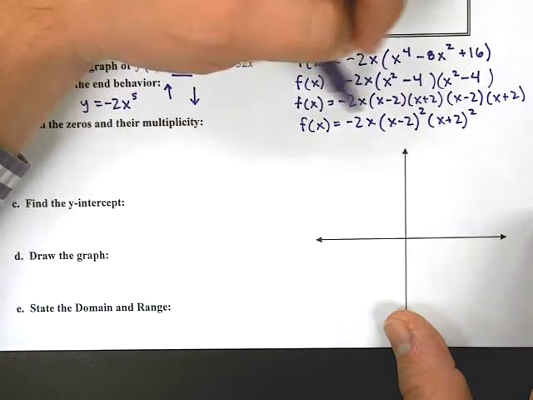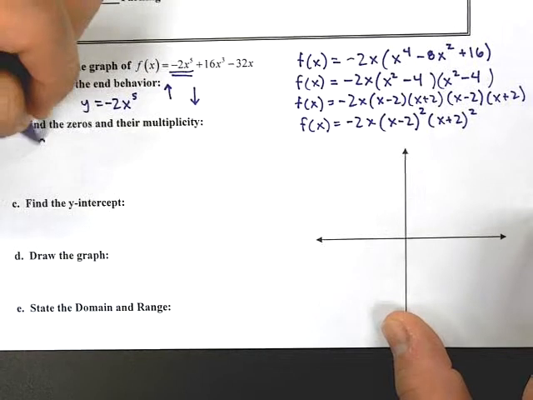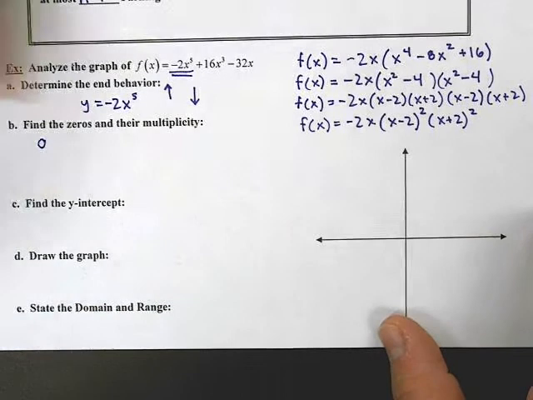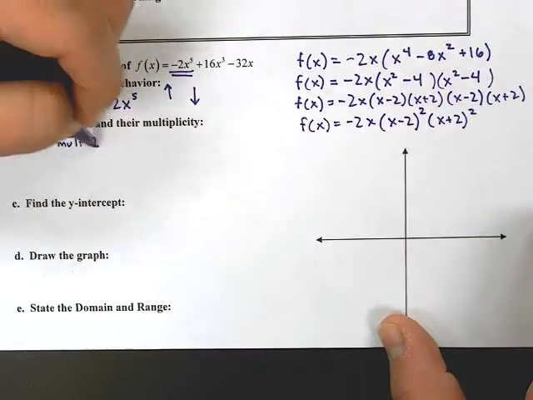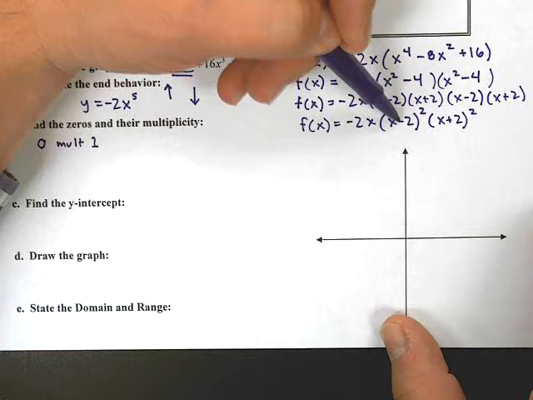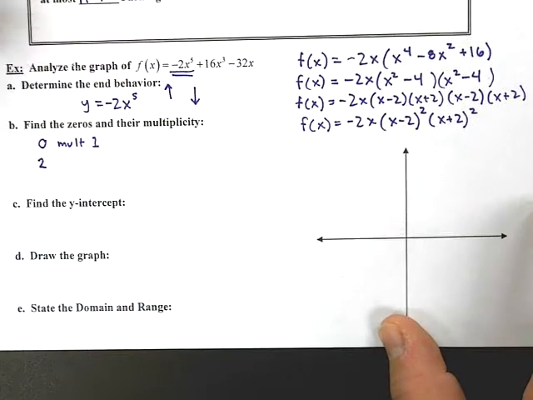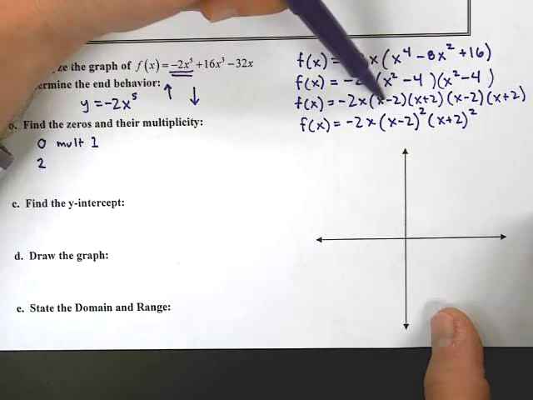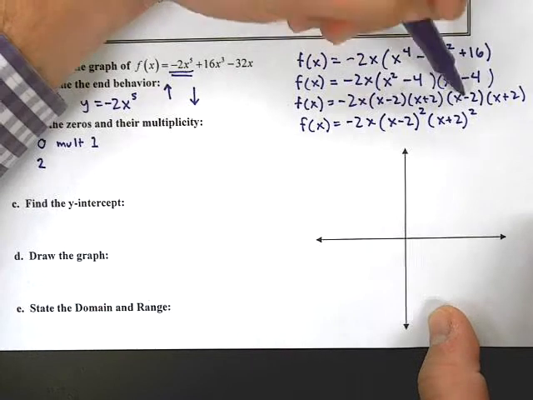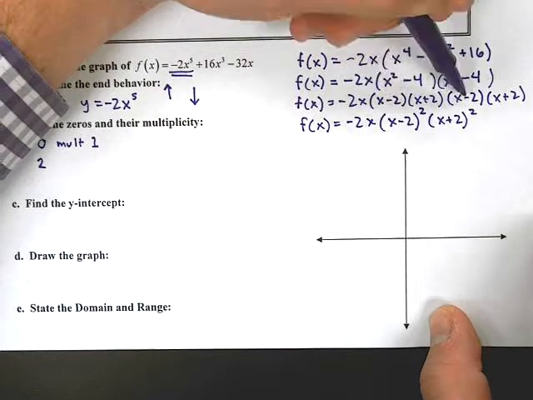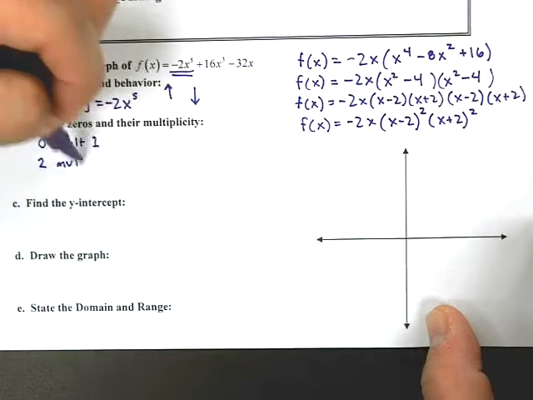So if I set this piece, the negative 2x, equal to zero, I would get a zero of zero. And how many of them are there? Just one. So multiplicity one. When I look at my next piece, x minus 2, that leads to a zero of positive 2. And if you look at this second to last function, I know there's multiplicity of 2 because I see that there are two of them. Or if you look here, you know it's squared, so that tells you multiplicity as well.